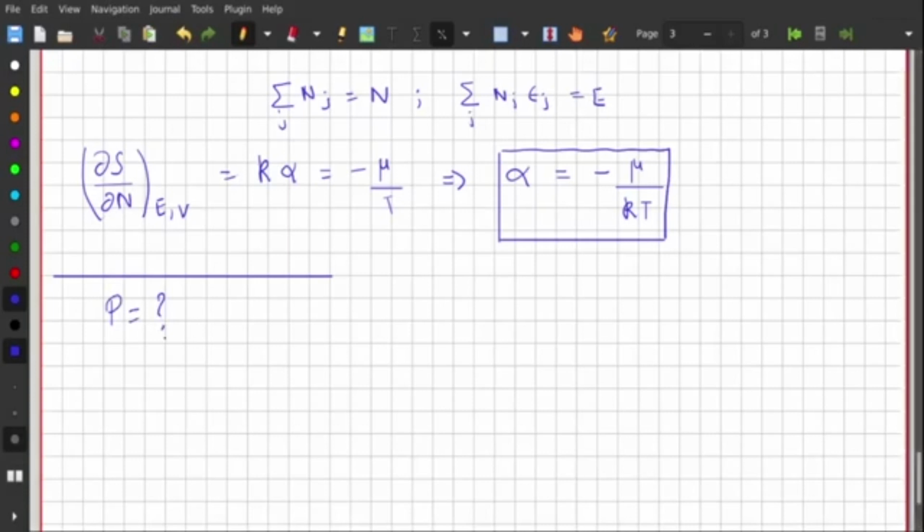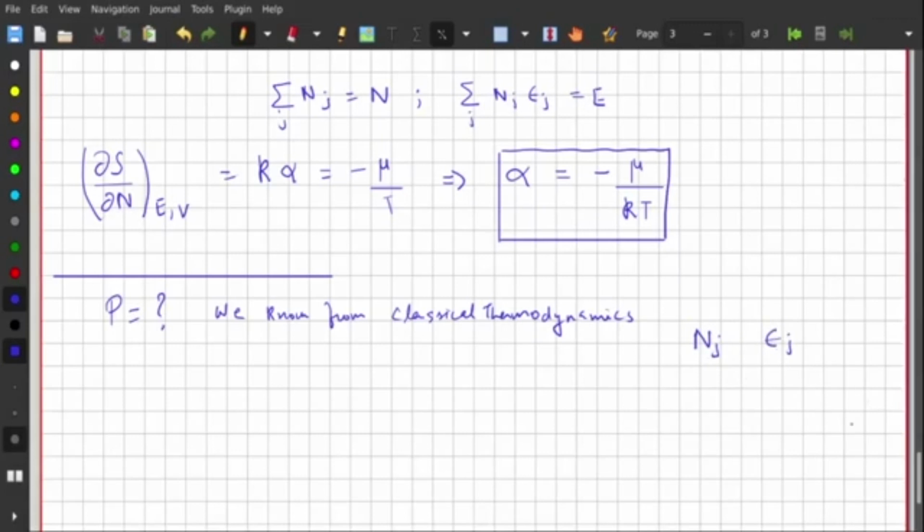Okay, so we can write that from classical thermodynamics. We know the physical picture behind it, but we need to find out P, the pressure, in terms of the particle distribution Nj and the energy states epsilon j. That is the thing that we want to write now.